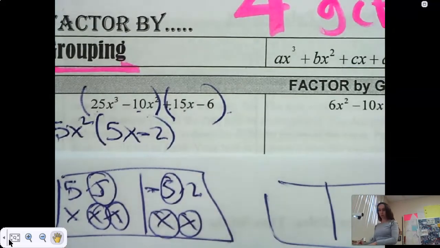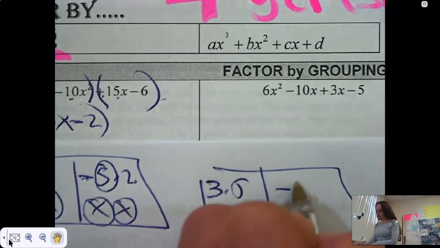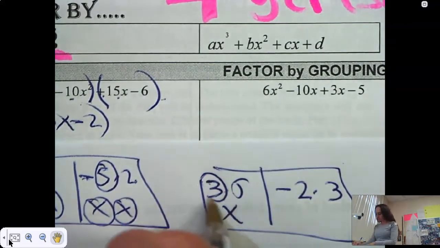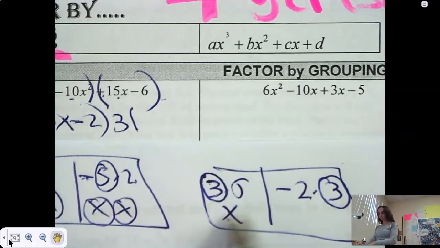If you can do it in your head, great. If you can't, great. 3 times 5x, negative 2 times 3. It doesn't matter who's negative. Focus on the 3. So I take out a 3. And then I'm left with 5x minus 2.